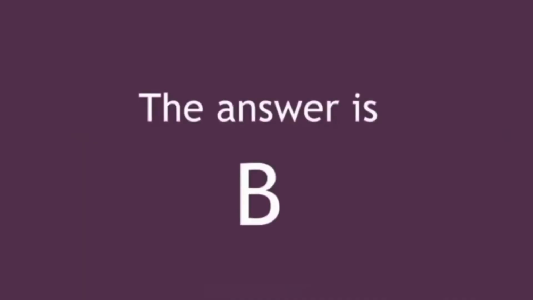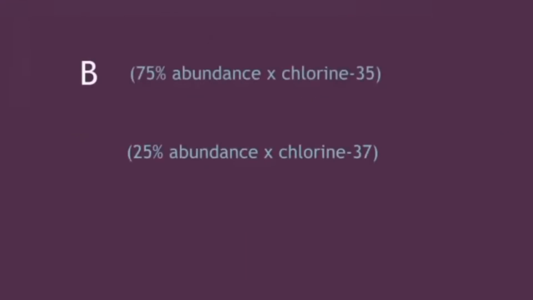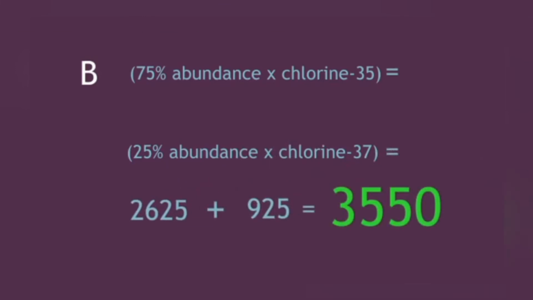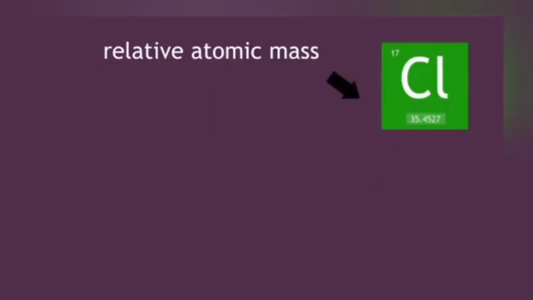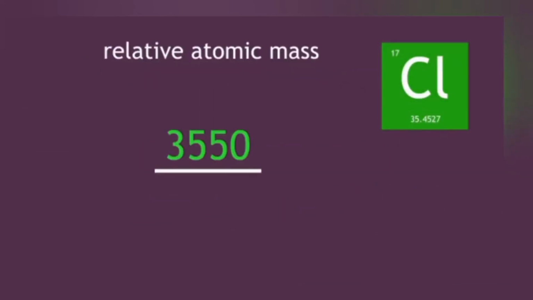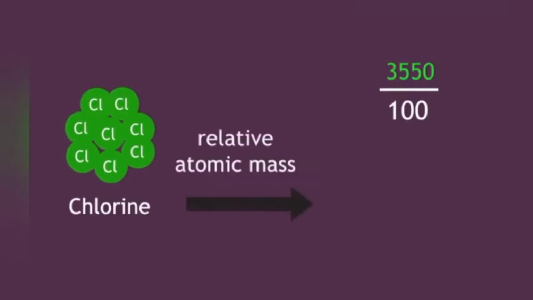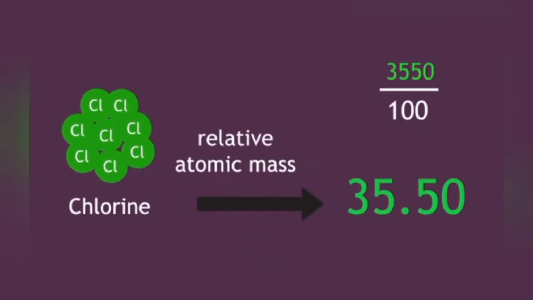The answer is B. You have to multiply a 75% abundance of the chlorine-35 isotope by its mass number 35. You then have to multiply a 25% abundance of the chlorine-37 isotope by its mass number 37. When added together, this gives a total of 3,550. The final step in calculating the relative atomic mass is to divide your answer by 100. This is because the abundances are given as percentages. This means chlorine has a relative atomic mass of 35.5.